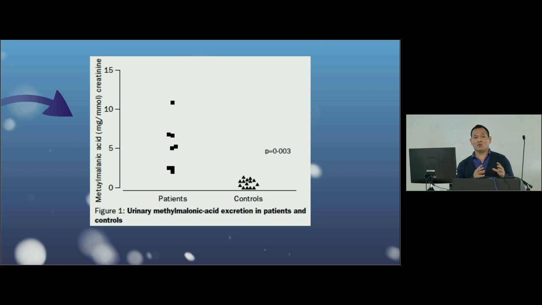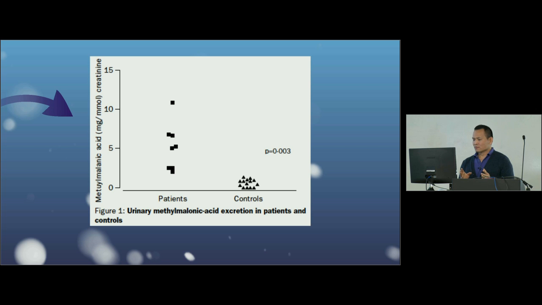Now, this also has to do with the integrity of the intestines. Okay, if it is destroyed, you don't have vitamin B12 absorption, then you have high levels of the acid. So they look at patients and controls.